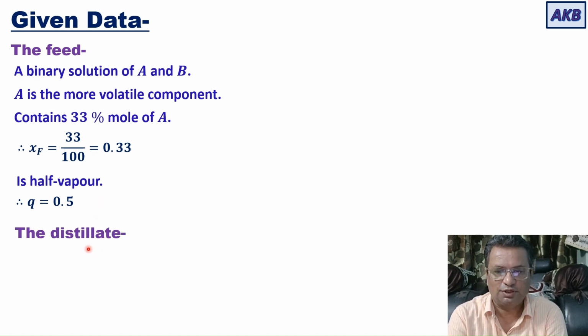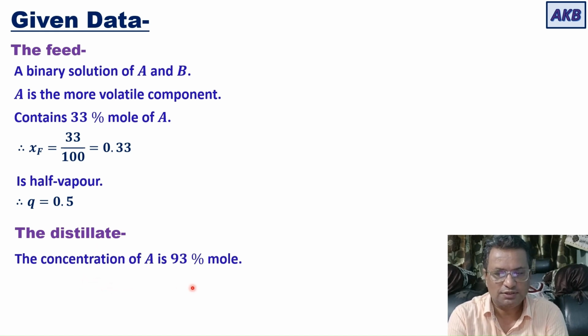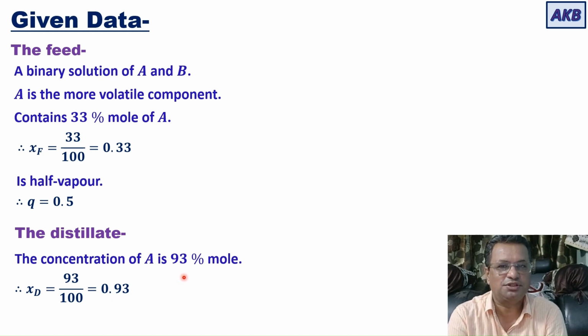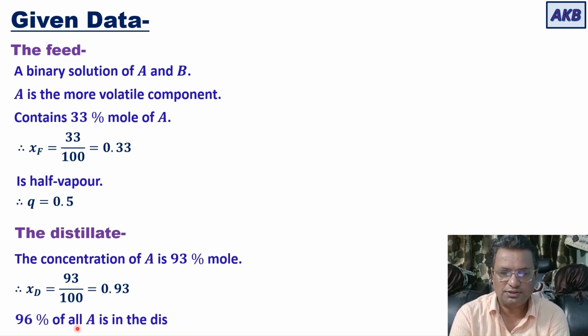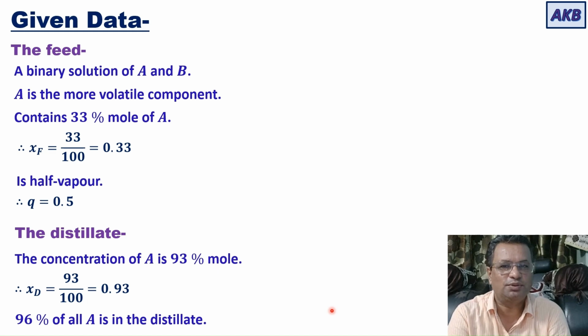What information is given regarding the distillate? The concentration of A is 93% mole. That means you can get the mole fraction in the distillate, so XD is 93 by 100, that comes out to be 0.93. Again, in order to convert percentage into fraction, we divide by 100. The other information regarding the distillate is that 96% of all A is in the distillate. So whatever A is in the feed, 96% of that A goes into the distillate. Again, this information will be useful for us.